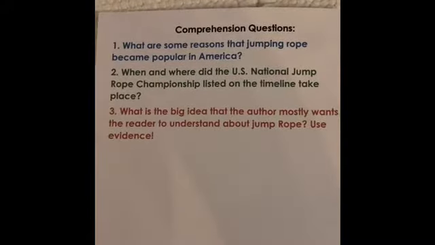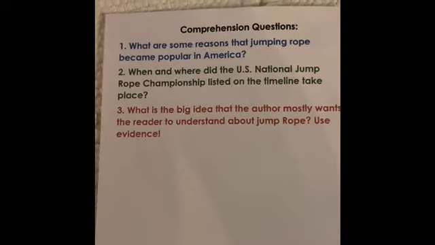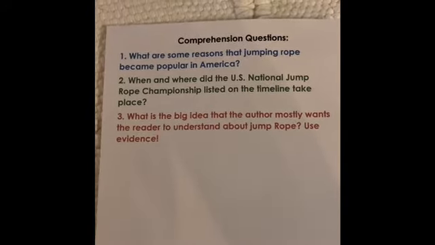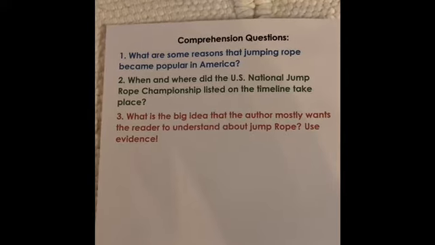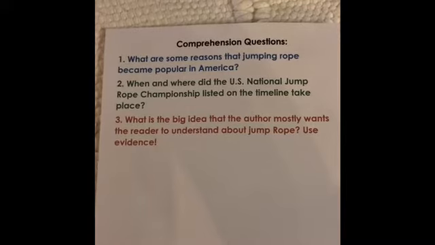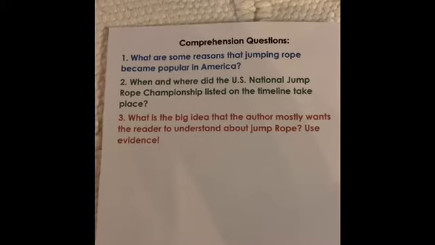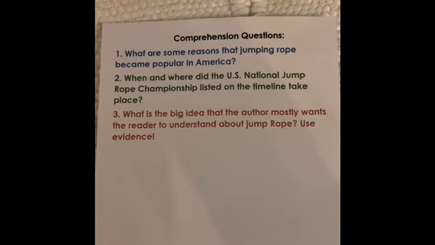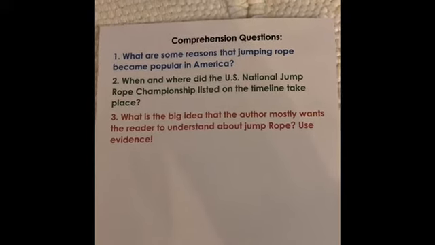And number 3 says, what is the big idea the author mostly wants the reader to understand about jump rope? Use evidence. This is asking you to tell me in one sentence, what does the author mostly want you to know about jump rope? Please use some evidence to prove what you think the big idea is.